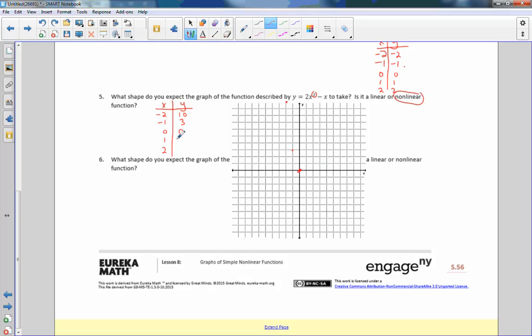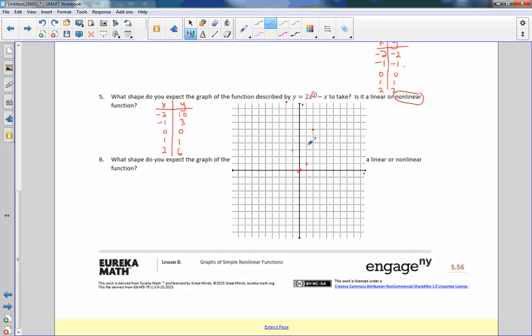Right there. If I plug in 1, I'll get 1 squared, which is 1, times 2, which is 2, minus 1, which is 1. Over 1, up 1. Okay, and then I plug in 2. 2 squared is 4, 4 times 2 is 8, 8 minus 2 is 6, so over 2, up 1, 2, 3, 4, 5, 6. Okay, so this is coming down, turning somewhere, coming back up.